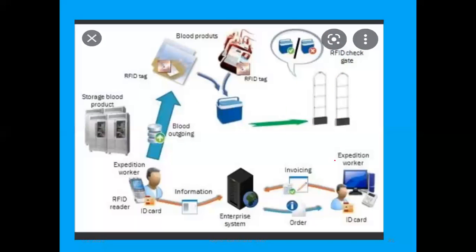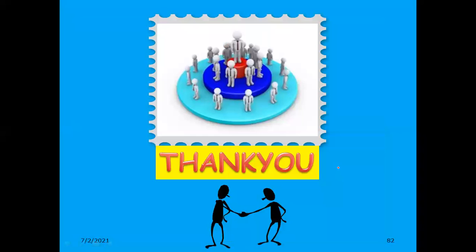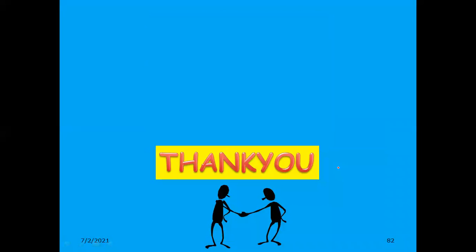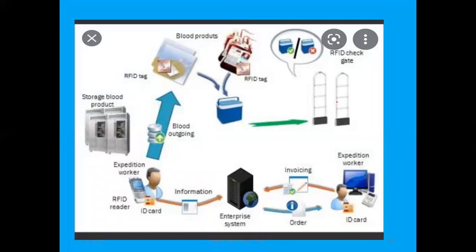Next, see the ID card. See the process. Here is the ID card reader. You have the invoice or order, and the enterprise system with the database information. The information is in the ID form and the process storage, in the storage department where the product is going. An RFID tag is placed on the product. Then the RFID tag is removed and the product is sent to the out gate. Like this the process goes on.